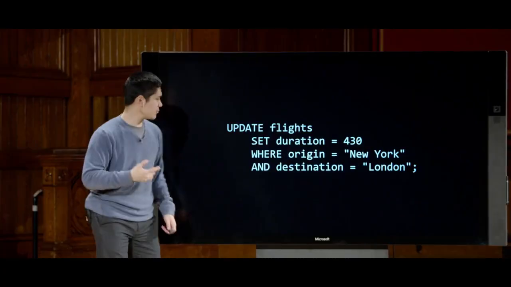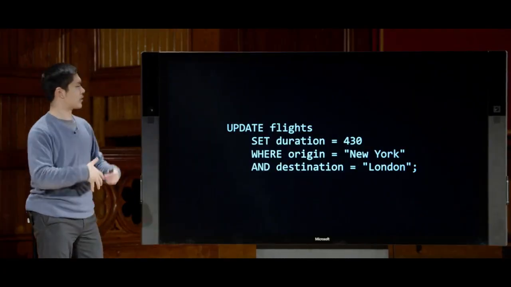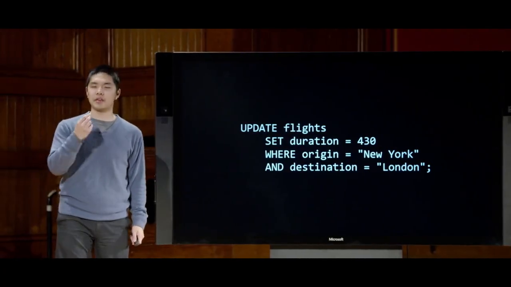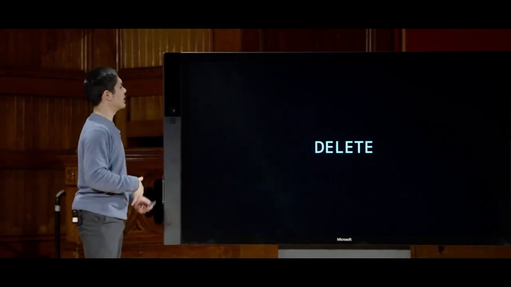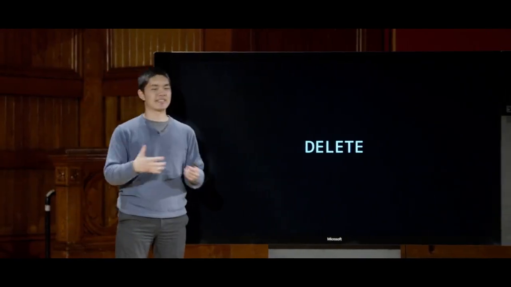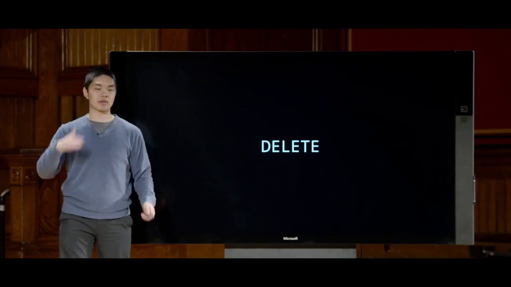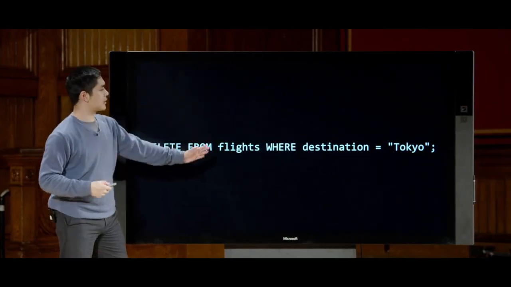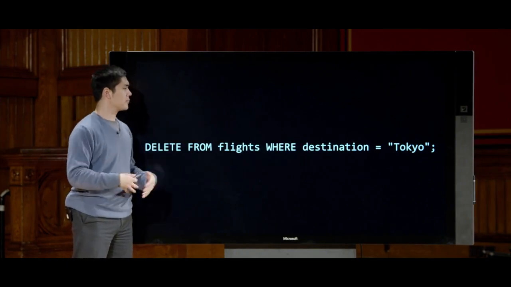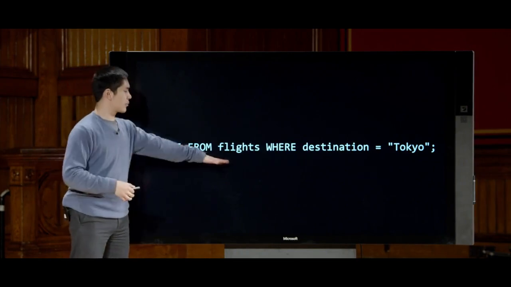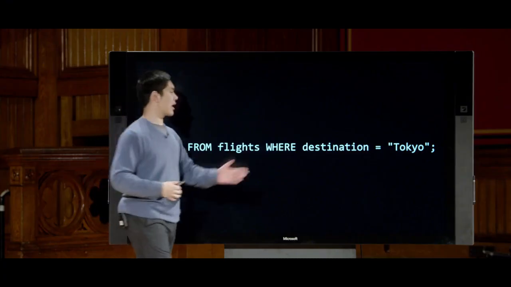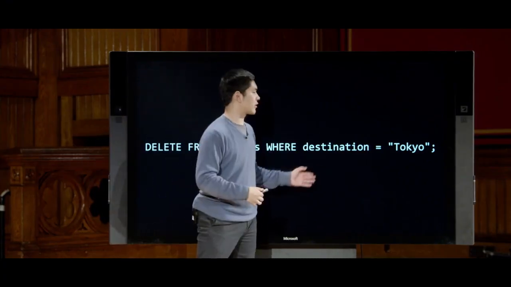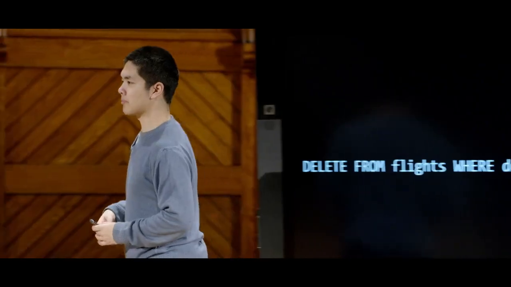And in addition to inserting data, selecting data, and updating data, the last main command we'll concern ourselves with is the ability to delete data, the ability to take a row and say, I'd like to get rid of it, or take multiple rows and get rid of them. And so a command like delete from flights, where destination equals Tokyo, as you might imagine, deletes from the flights table all of the rows that satisfy this condition, where the destination is equal to Tokyo. So a number of different operations now that we have the ability to do.